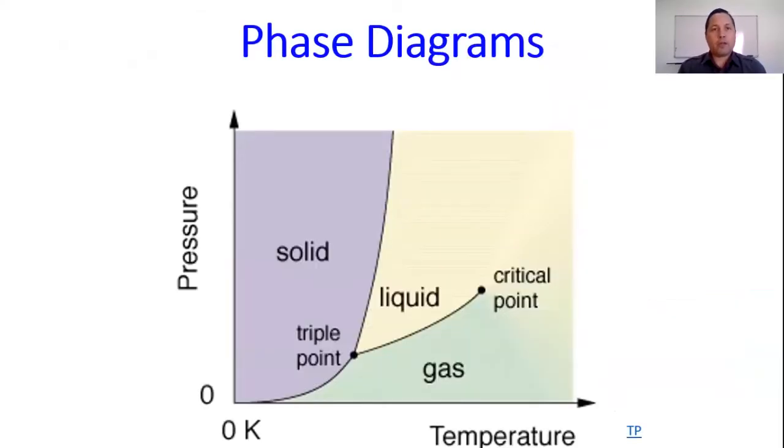In this slide, we're going to go ahead and discuss phase diagrams. A phase diagram is one that shows the relationship between pressure, temperature, and how it affects the physical state of a substance, whether it's a solid, a liquid, or a gas. So here we have solid, liquid, and gas. The solid section is right there in purple. The liquid is in the tan color and the gas is in the green color.